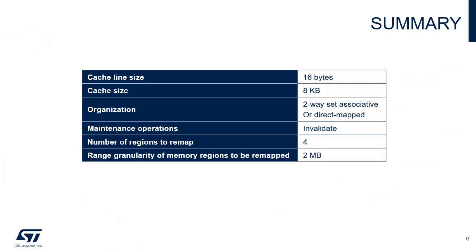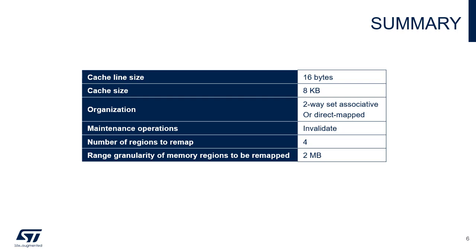This table summarizes the characteristics of the instruction cache. 16-byte cache line size transferred through a burst transaction of 4 words or single data transaction of 1 quad word. Two-way set associative, 8 kilobyte cache that can be configured as a direct map cache. A global invalidate maintenance operation is supported.